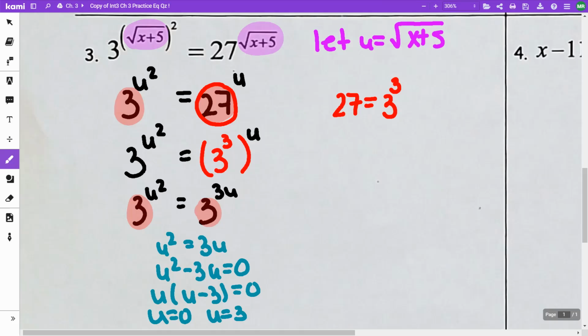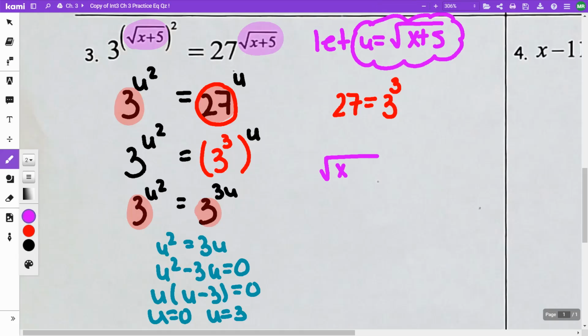But remember, that was not what I'm looking for. I am looking for this x, and I know that u is equal to the square root of x plus 5. So if I have it equal to a 0, I'm going to set this equal to 0 and solve. And I also have it equal to a 3, so I'm going to set it equal to a 3 and solve. Since this is square root, I need to check to make sure that this is not negative. It's not, so I can work it out.